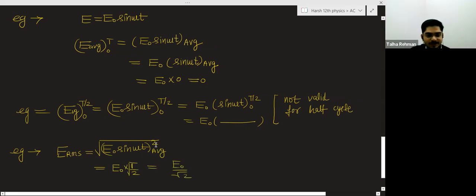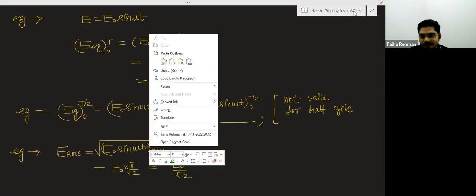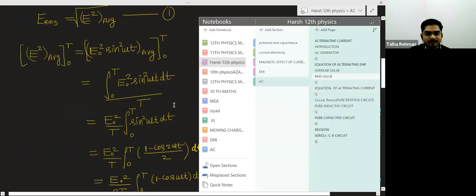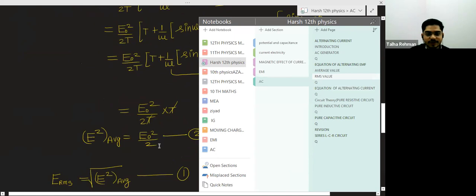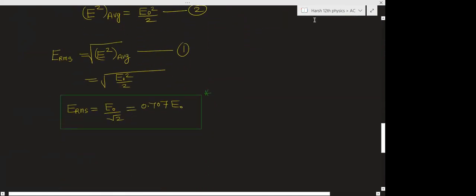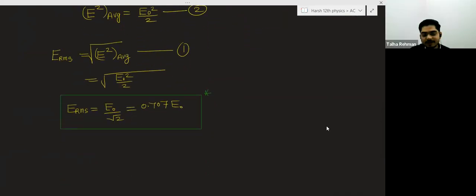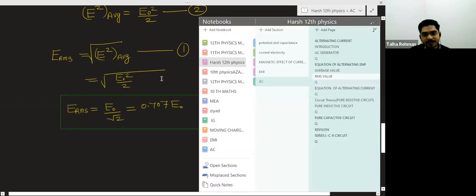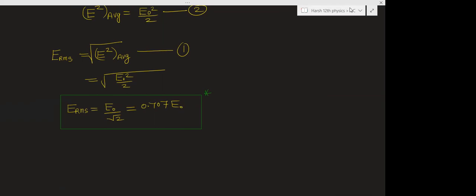Now you can compare this with the derivation of RMS we have done. We are getting the same value now, E naught by root 2. So in the exam, what will you do? In the exam, you have to use the integration method.